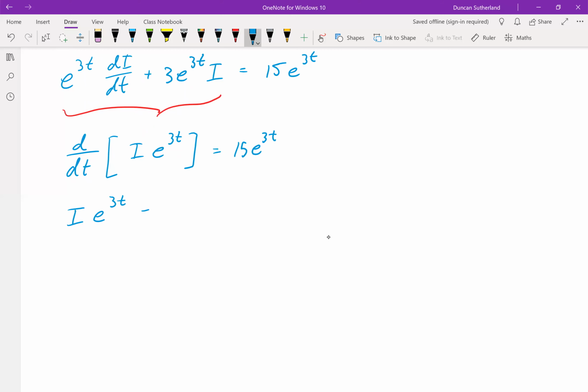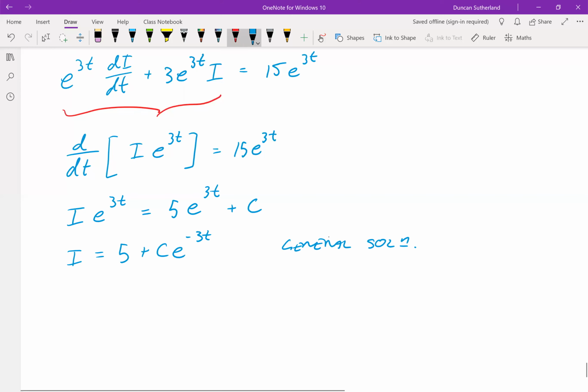which we will do. Integral of e to the 3t is e to the 3t divided by 3. And we remember that we now need a constant of integration. This expression is trivially invertible for I. And we have our general solution.